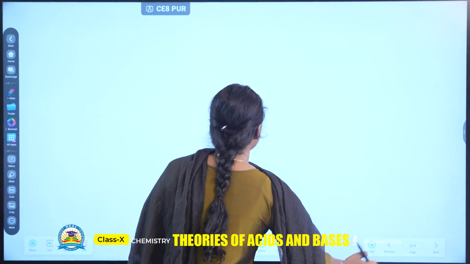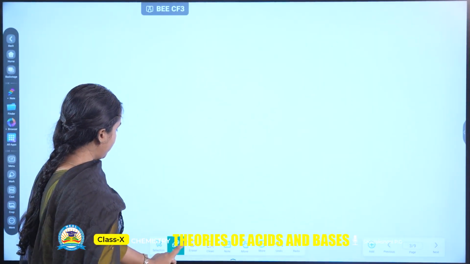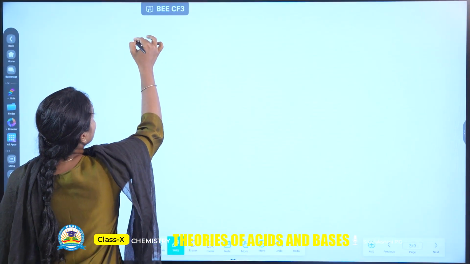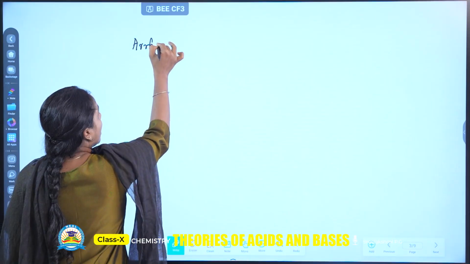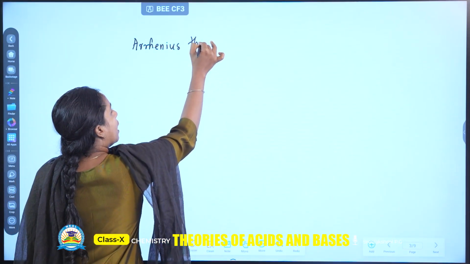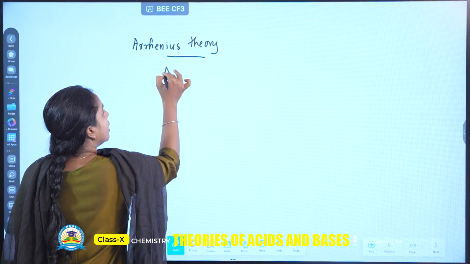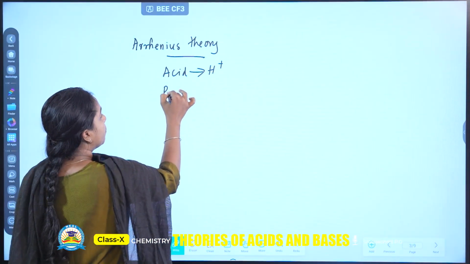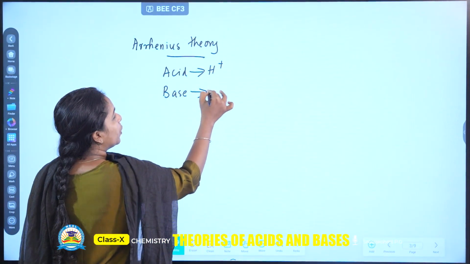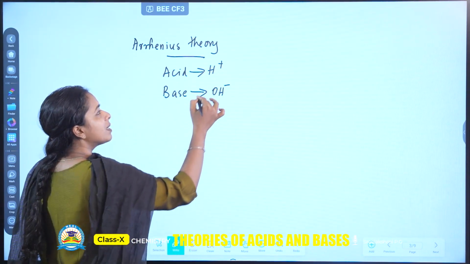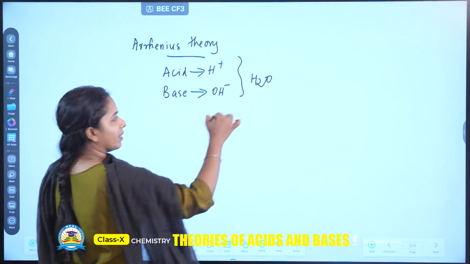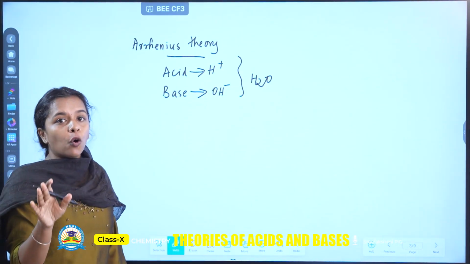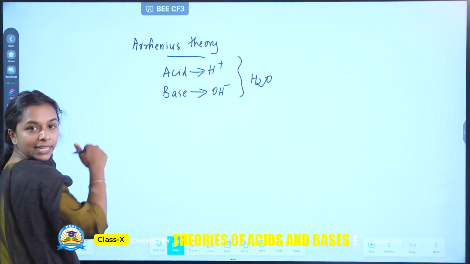So here we have studied 3 theories of acids and bases. Once again we will just see the 3 of them. The first one was the Arrhenius theory. According to Arrhenius theory, acid donates H plus ions, and base produces OH minus ions when dissolved in water. Water should be there. When dissolved in water, they produce H plus and OH minus ions. That is Arrhenius theory.